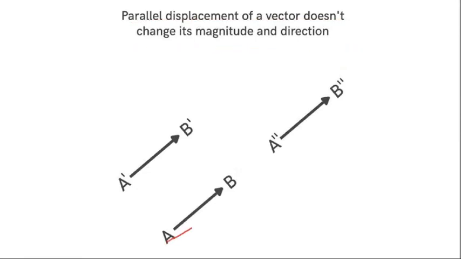So suppose you have this vector AB. If I move it in this direction, still the magnitude and direction haven't changed. If I move this vector in this forward direction, like A double dash B dash, has the magnitude and direction changed? No. So you can move a vector in a parallel direction, in the parallel displacement, as shown in this figure. Clear?